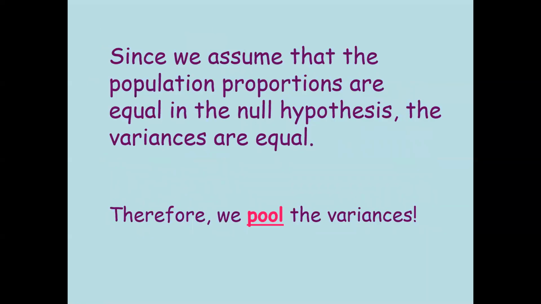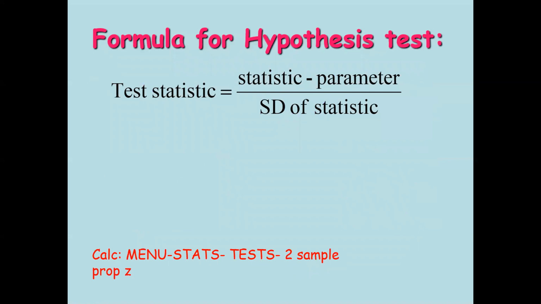Since we assume that the population proportions are equal in the null hypothesis, the variances are equal. Therefore, we pool the variances. Pooling means we take p hat equals x1 plus x2 divided by n1 plus n2. And your formula for the hypothesis test, as always, is that your test statistic equals your statistic minus the parameter, divided by the standard deviation of the statistic.